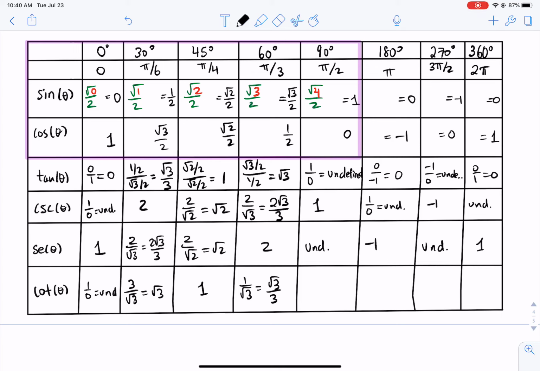The next one was 1 over 0. This is going to be 0 over 1, which is 0. And what about the other one? This is just going to be negative 1 over 0, which is undefined. The reciprocal of tangent. Then the next one is 0 over negative 1, which is 0. And the last one is undefined, 1 over 0.